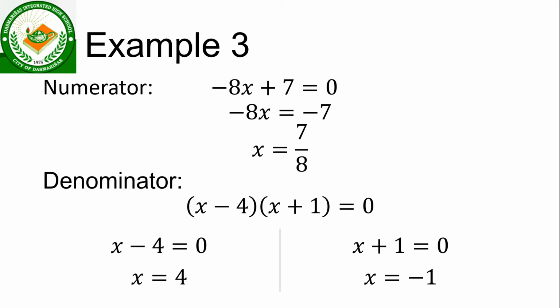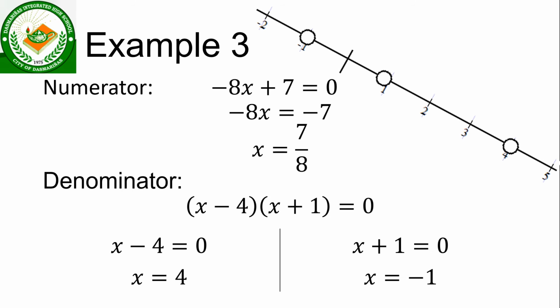Let us plot now the graph for this one. We have here, as you can see on the number line, negative 1, 4, and 7 over 8. 7 over 8 is near 1. It is less than 1, so it is not exactly at 1.